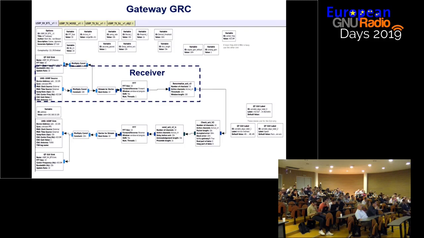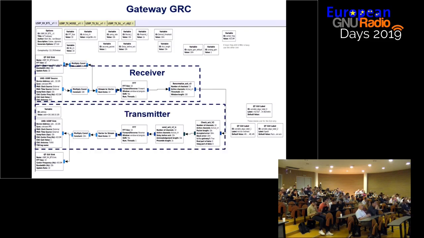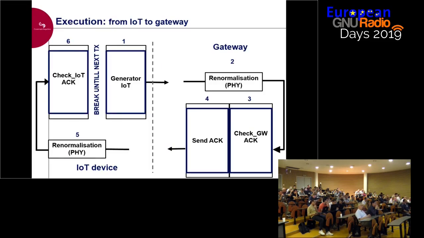Here is something similar to the previous slide. And this is how it works in real time. Let's say that we have just one IoT device and the gateway. So our demo starts by generating a packet in this block, after which this packet is received by the gateway. Our gateway demodulates this packet within this block as a physical layer.